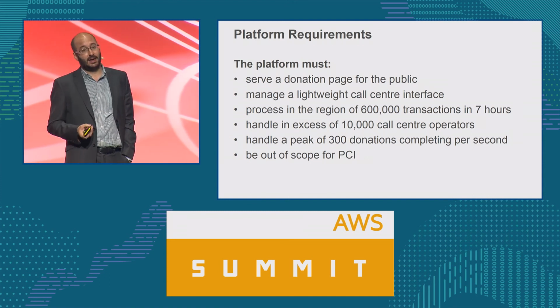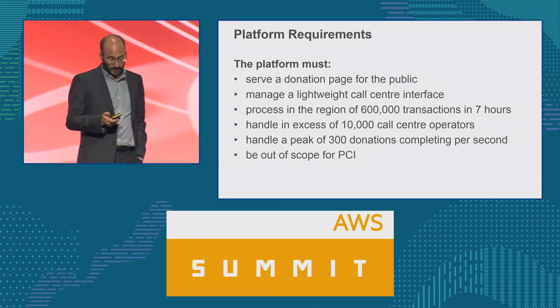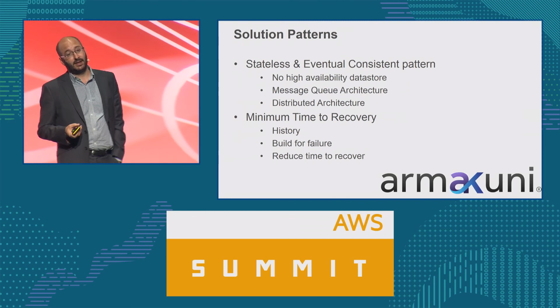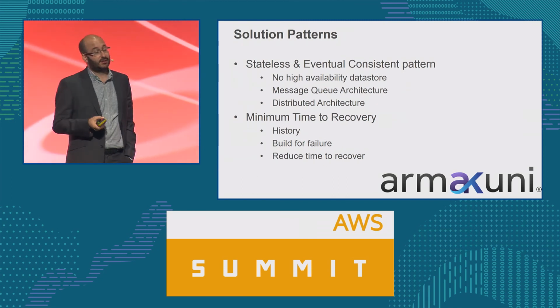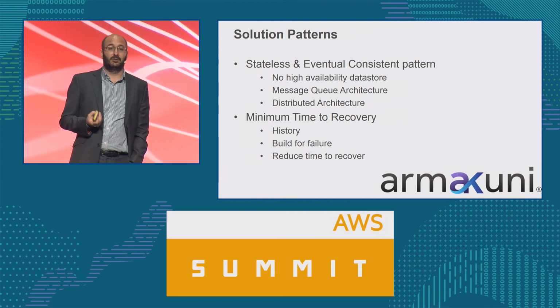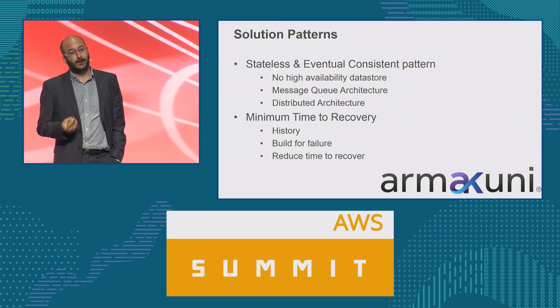A big thing for us was to be out of scope of PCI. So we worked with a company called Ourmikuni, and these were some of the solution patterns that they proposed to us. They proposed to us to go cloud first, and really looked at our problem space. And something that was touched on earlier was statelessness.